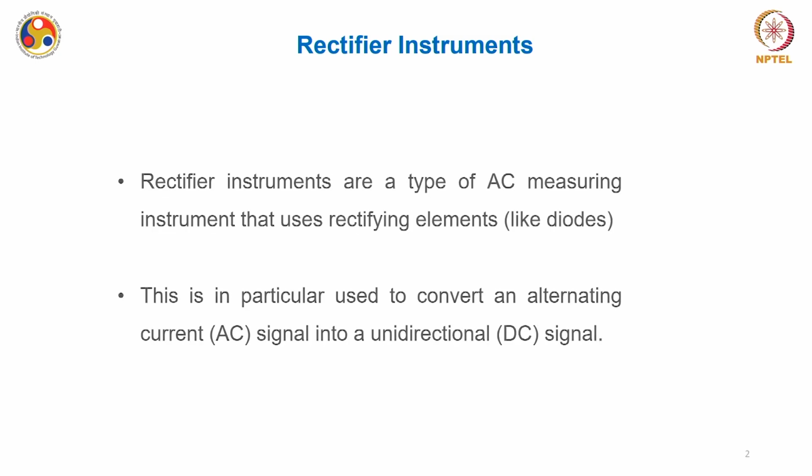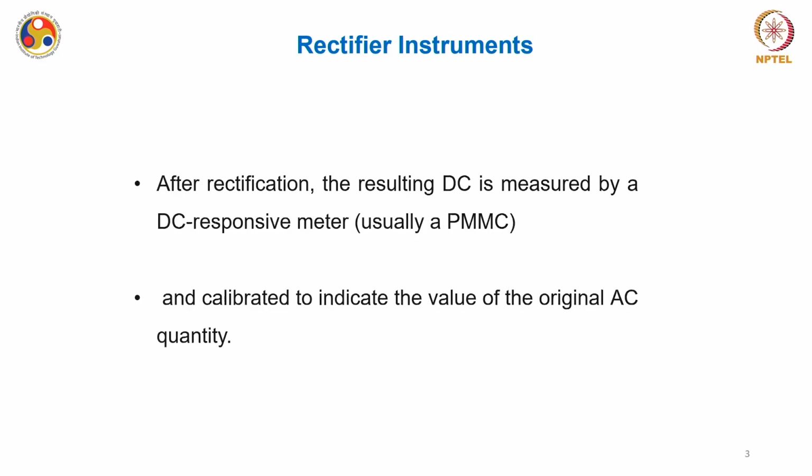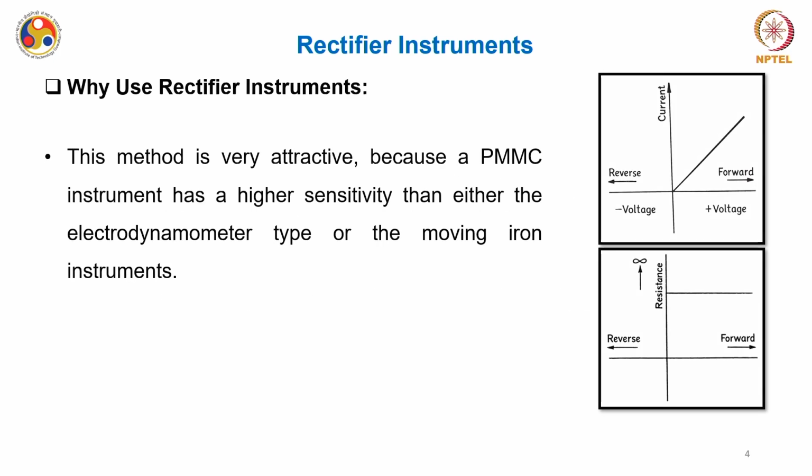So what we are doing with the rectifier instrument is converting the alternating or AC signal into a DC signal. After this step, the resulting DC is measured by any DC responsive tool like a PMMC meter, and calibrated to indicate the value of the original AC quantity. This will be the RMS value, because you cannot show any other value or instantaneous value. What you are talking about is basically the RMS value.